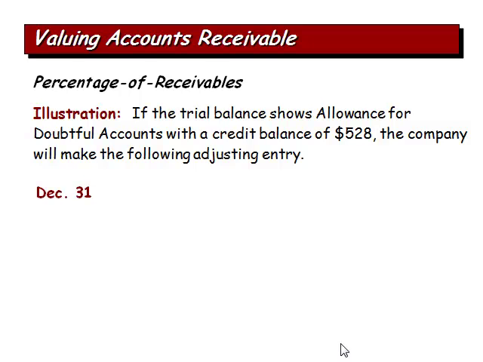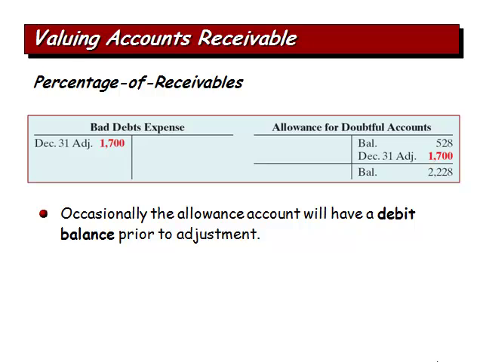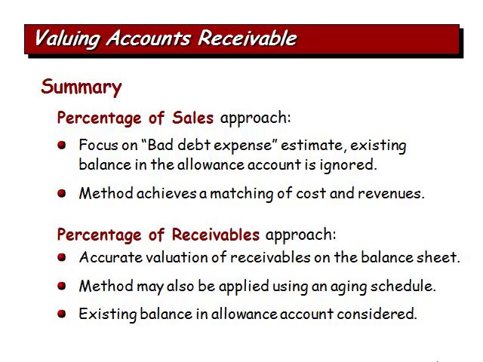So if the trial balance shows an allowance for doubtful accounts with a credit balance of 528, then the company will make the following entry. Debit bad debt expense for $1,700, credit allowance for doubtful accounts of $1,700. So the $1,700 plus the $528 that's already in there gives us the $2,228. Occasionally the allowance account will have a debit balance prior to adjustment, in which case we're increasing the amount.